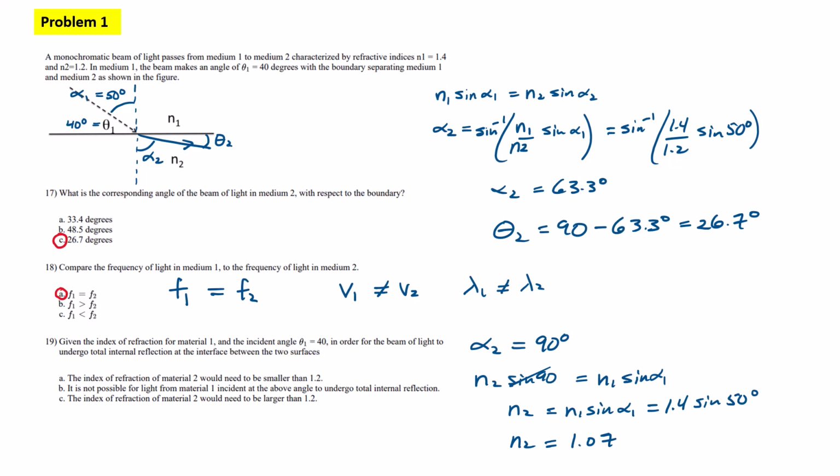So it would have to be smaller than 1.2, right? It has to be smaller because I want to bend more light. So I want to have a larger difference in the indices of refraction between those two media. All right, so A is probably the best choice for this one.